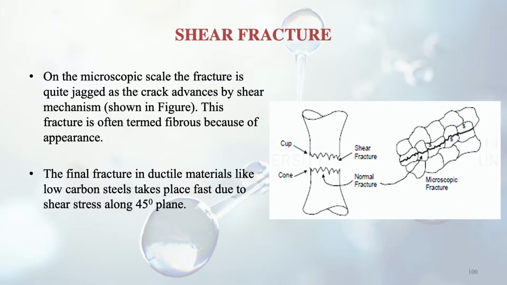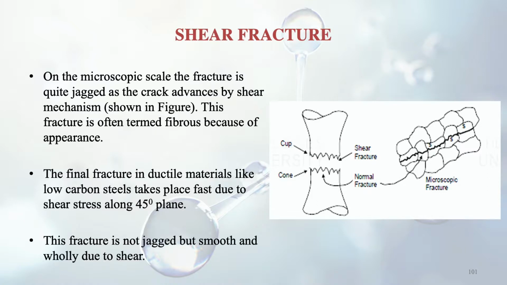Final fracture in ductile materials like low carbon steels takes place fast due to shear stress along a 45-degree plane, if you can see in the figure, and this fracture is not jagged but smooth and wholly due to the shear.